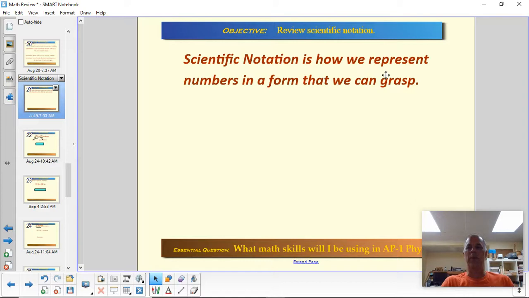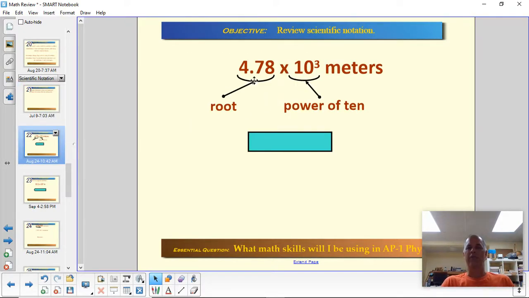Scientific notation is how we represent numbers in a form that we can grasp. It's a way to put huge or very tiny numbers onto a paper in a relatively compact way, get rid of a whole bunch of superfluous zeros, and put it in a form that we can get our minds around. So, for example, if we have 4.78 times 10 to the third meters, this is an example of scientific notation. We have a root, that's the 4.78, and then we multiply it by some power of 10.